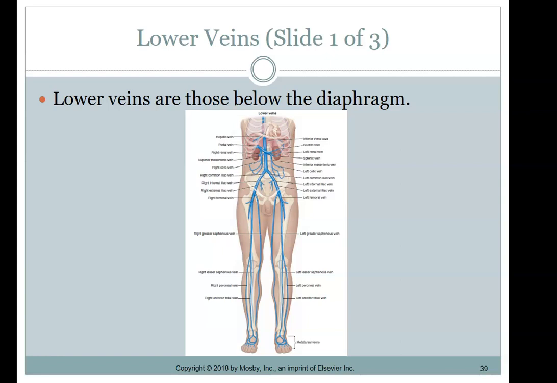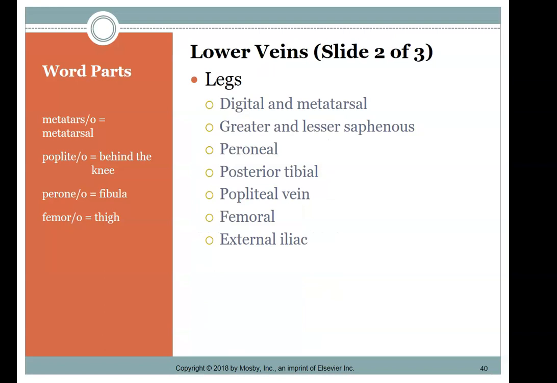And here's a slide of the lower veins. The lower veins are those below the diaphragm. Okay, the lower veins of the legs. You've got your digital and metatarsal, greater and lesser saphenous, the peroneal, the posterior tibial, popliteal vein, femoral, and the external iliac. And your word parts: metatarso is metatarsal, popliteo is behind the knee, peroneo is fibula, and femoro equals thigh.